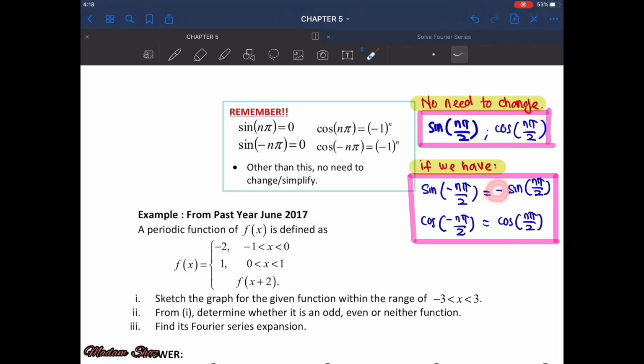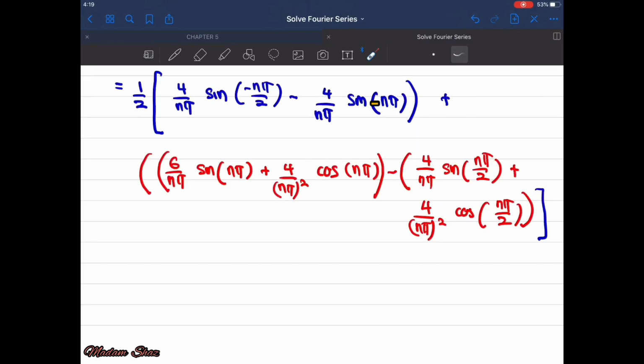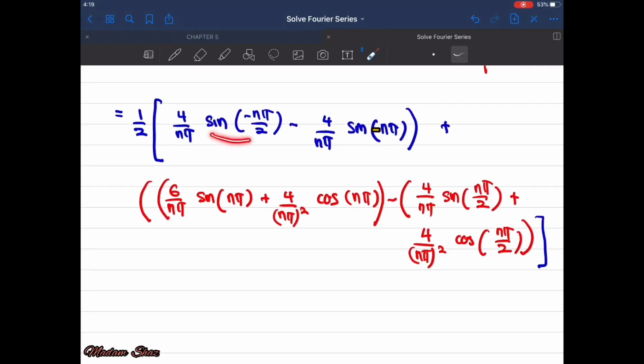Negative at the front of the sine. If we have cos negative n pi over 2, this one will become cos n pi over 2. So this one we apply the concept whereby negative for the sine we bring to the front. Negative for the cos we ignore. So now for the sin negative n pi over 2, this one we will move the negative to the front. For the sin n pi, this one will become 0.